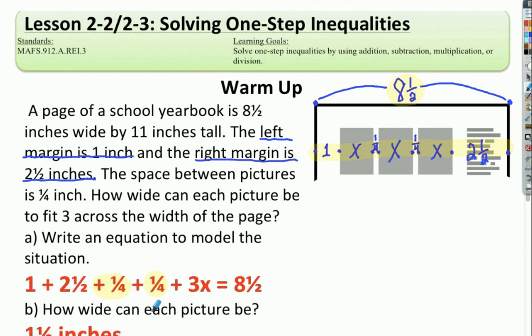What's 1/4 plus 1/4, David? And what's 1/2 plus 2.5? 3. And what's 3 plus 1? Is that really that hard?